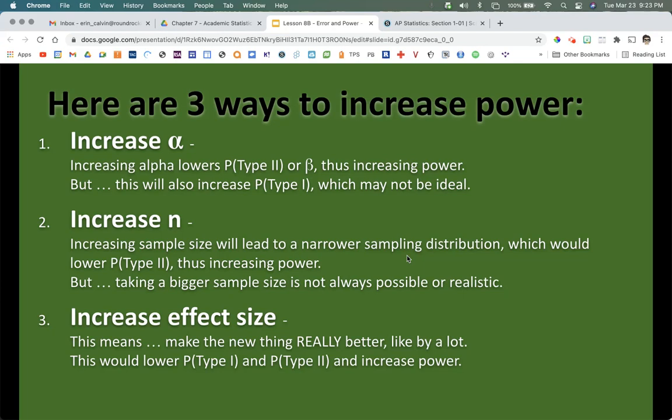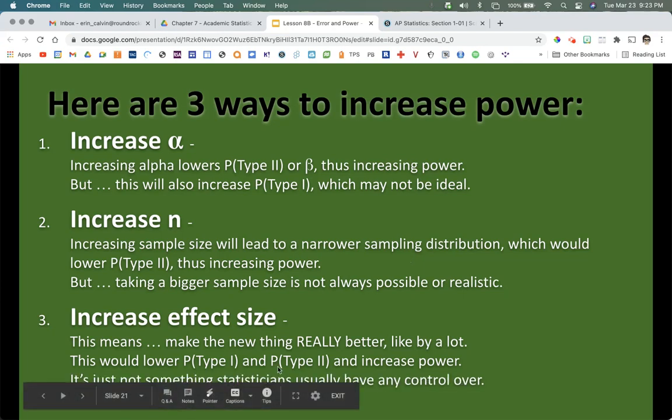All right. As a last little step, the downside of that one is it's not really something that statisticians have control over. That would be more on the side of the testers or the people who are creating the products or whatever we're dealing with.